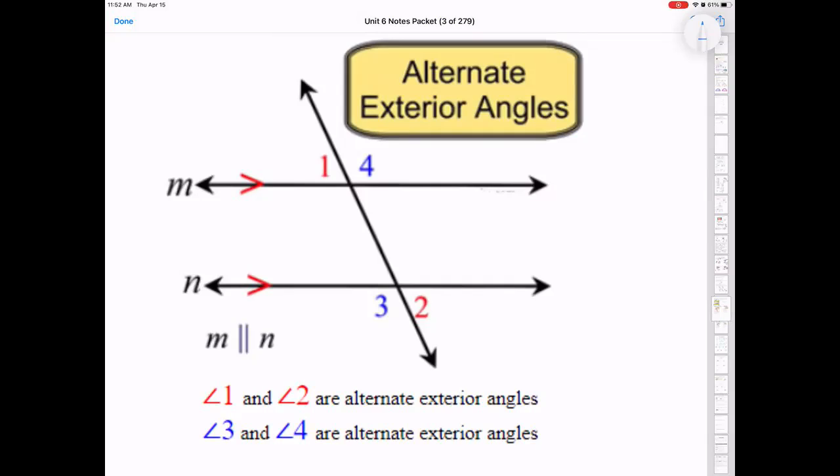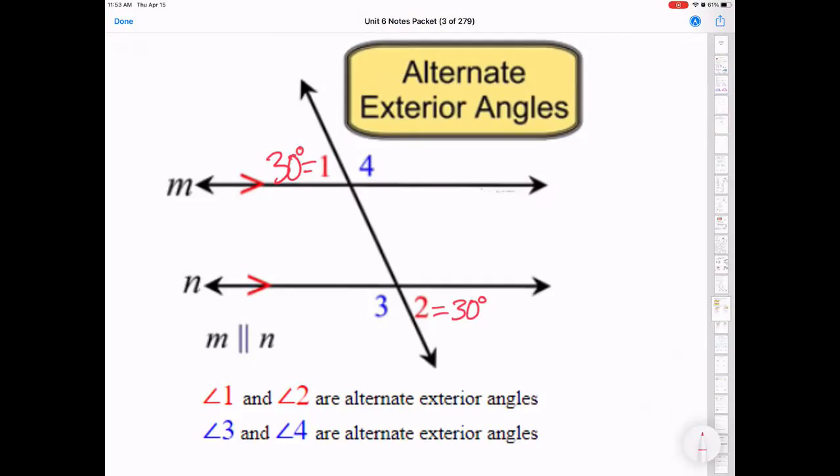So when we look at angle 1, and if we said that this was 30 degrees right here, well, angle 1 is going to be paired with angle 2, which is an alternate exterior angle. So those are going to be congruent every time. This one would also be 30 degrees.